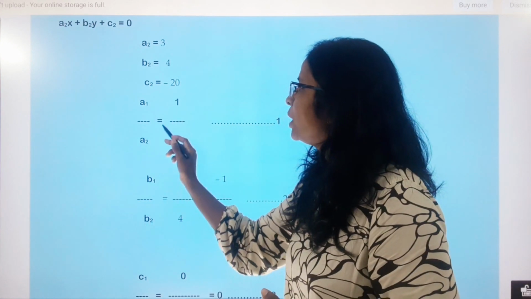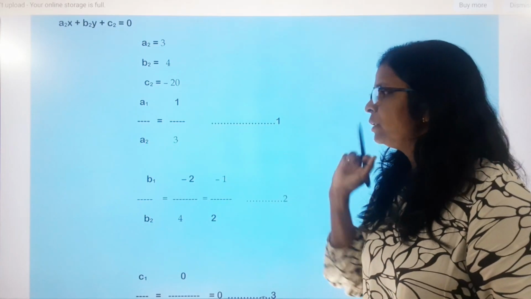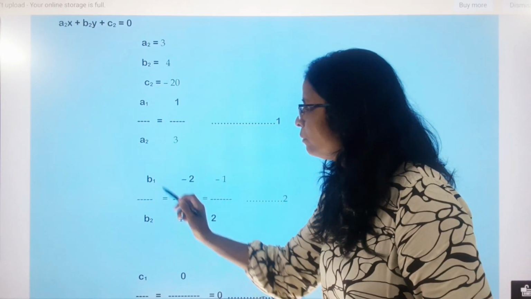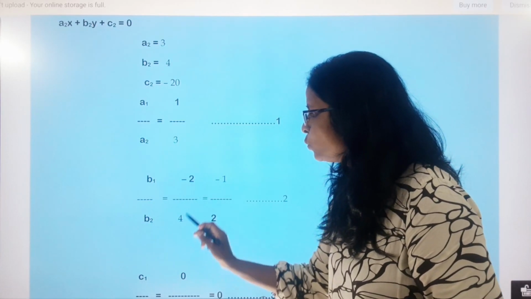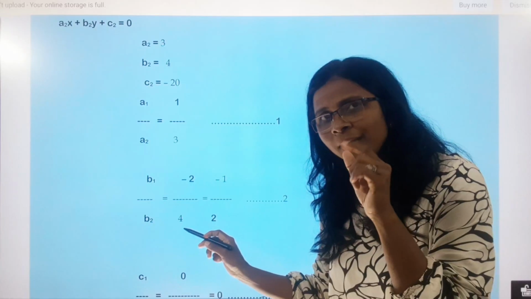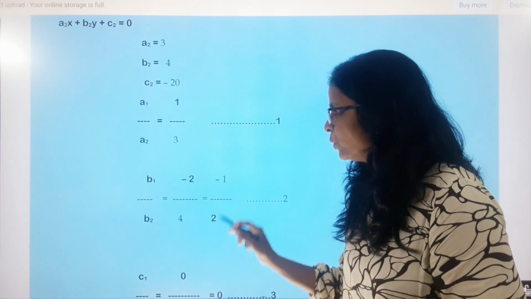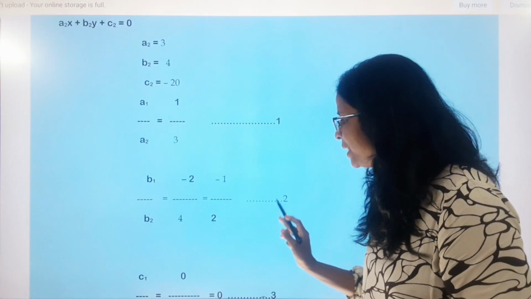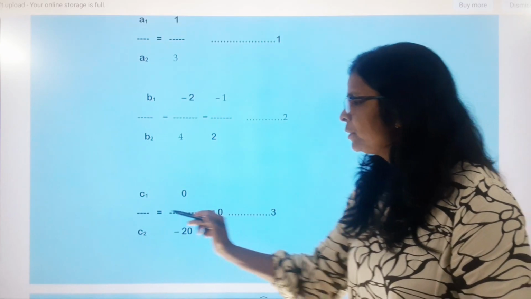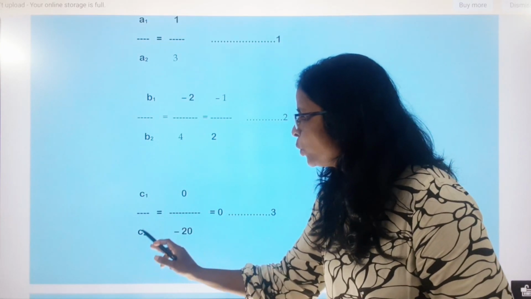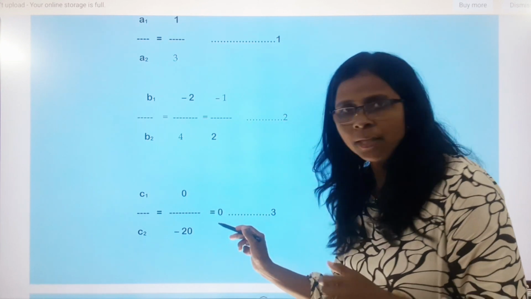a1 upon a2 is equal to 1 upon 3. Okay, so call it as 1. b1 upon b2, the value of b1 is minus 2, the value of b2 is 4, so minus 2 upon 4. So now make the simple form. 2 ones are 2, 2 twos are 4. So minus 1 upon 2. So call this the second equation here. Then the third ratio, c1 upon c2, which is equal to 0 upon minus 20. So here the answer is 0.